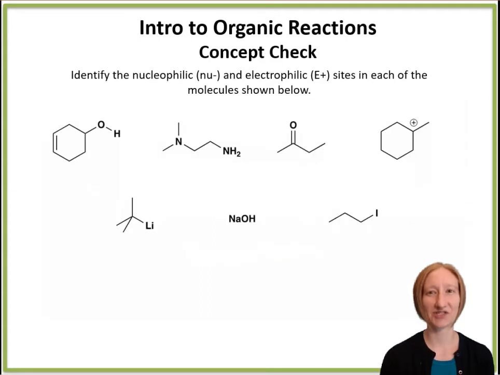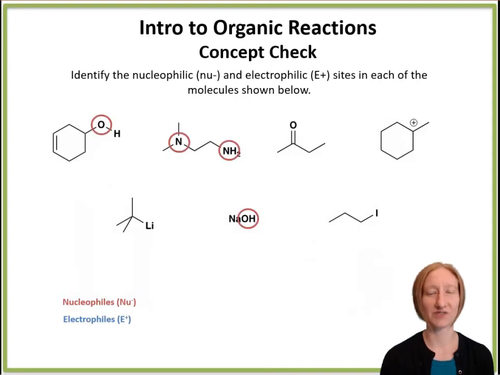This concept check question asks us to identify the nucleophilic and electrophilic sites in each molecule shown. First, let's identify the nucleophilic positions. We'll circle these in red. These are the positions with lone pairs of electrons, or carbon-carbon double bonds. So this will be oxygen and nitrogen atoms.